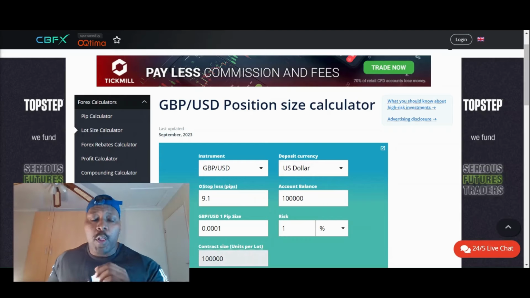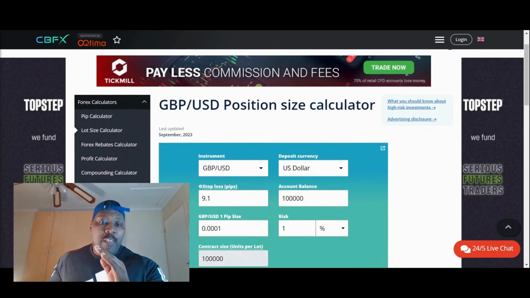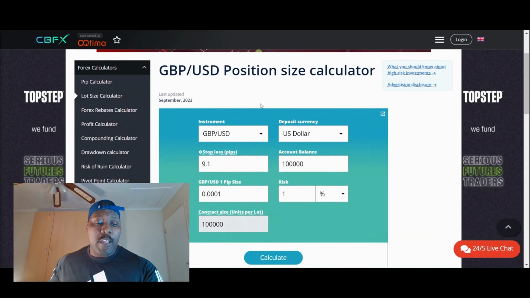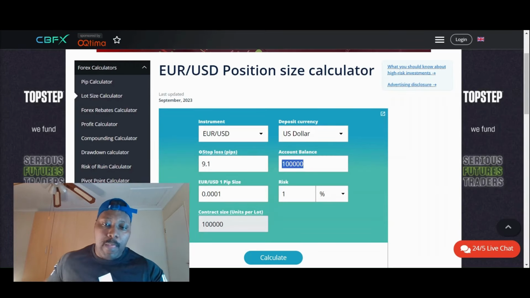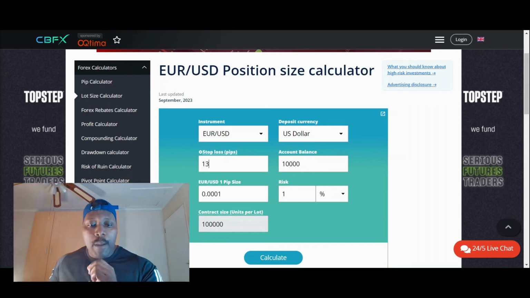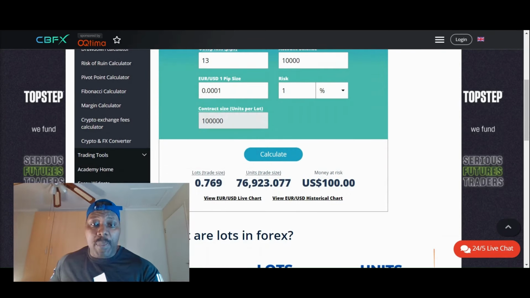To calculate your lot size, you can use a lot size calculator. I like using this one from cashbackforex.com. And it is a really easy and simple to use Forex calculator. So you're going to add whatever pair that you're looking for. Let's go with Euro USD. You're going to add what the account size that you're trading with. Let's go with a $10,000 prop firm account. And let's say your stop loss is going to be 13 pips and you want to risk 1%. It is then going to calculate for you what your lot size is going to be and what your total risk is going to be for that trade.